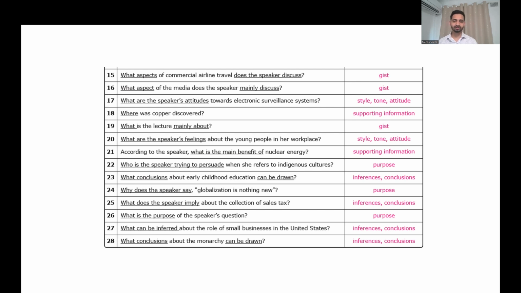What can be inferred about the role of small businesses in the United States? Inferences and conclusion, straightforward. What conclusions about the monarchy can be drawn? Inferences and conclusion. So you have looked at all of these 28 prompts that you might get, and they're different from each other.